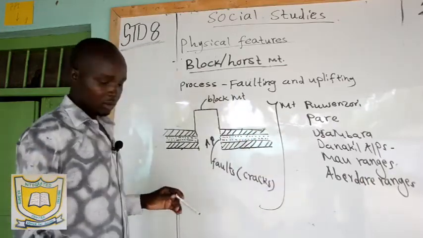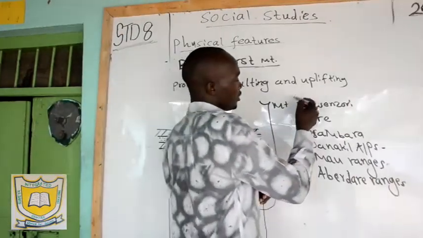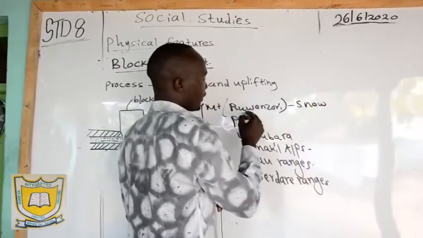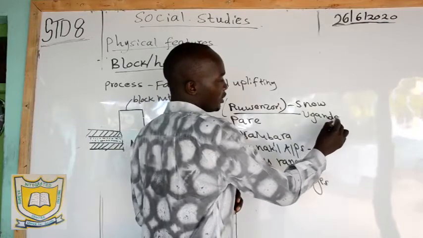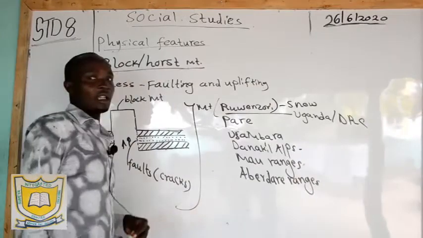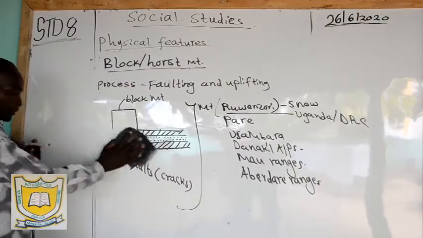You'll find them. Then we say this one is a snow-capped mountain. This one is snow. This one is found on the border of Uganda and DRC Congo. So when you locate it on your atlas, you can find it. So that is it.